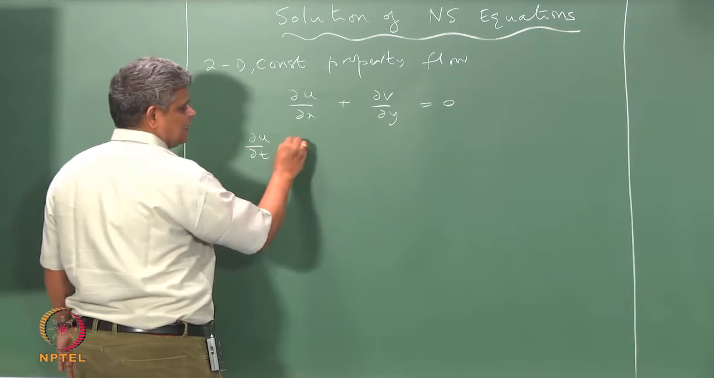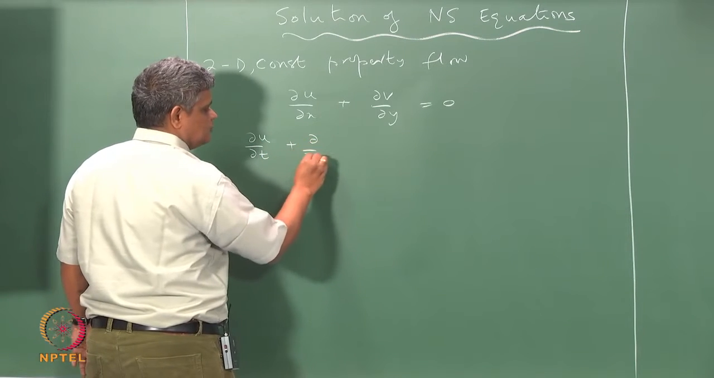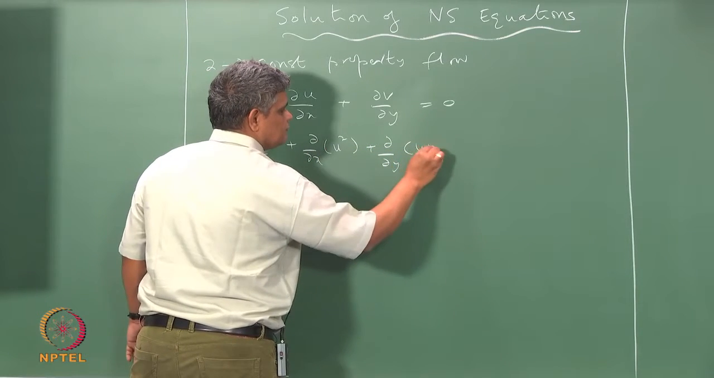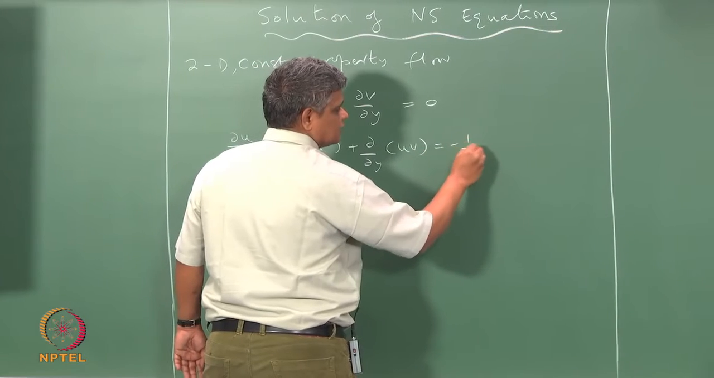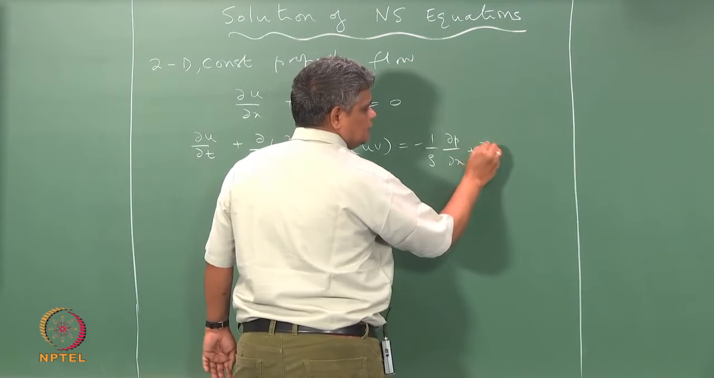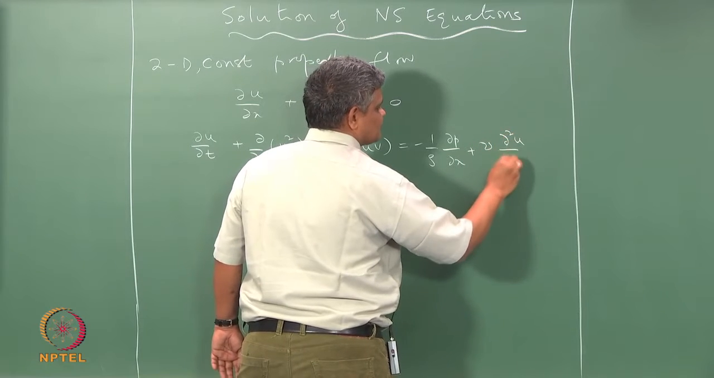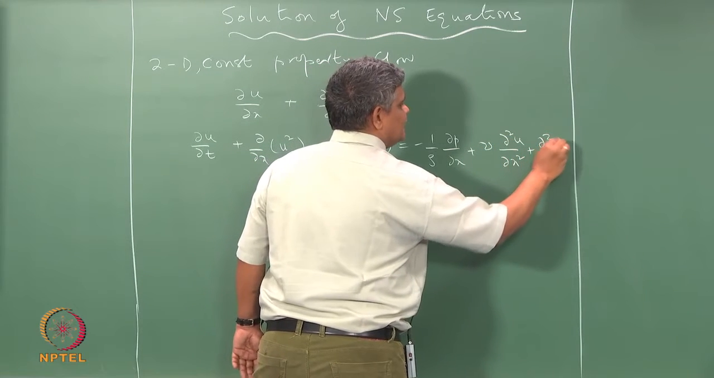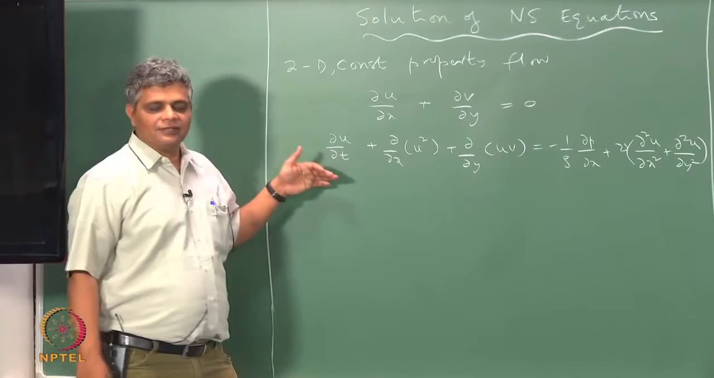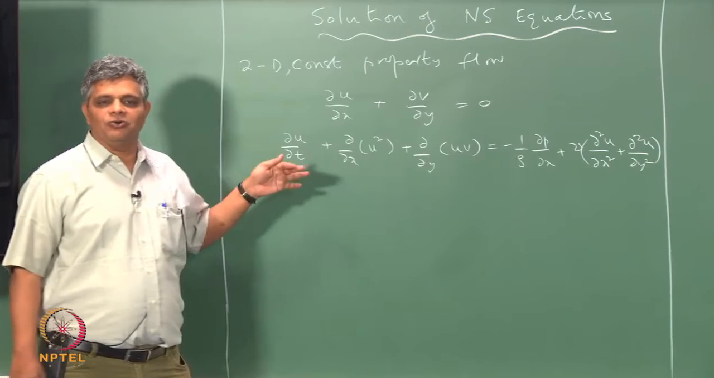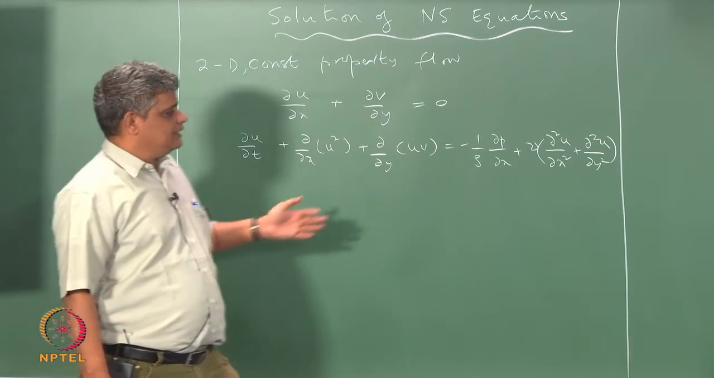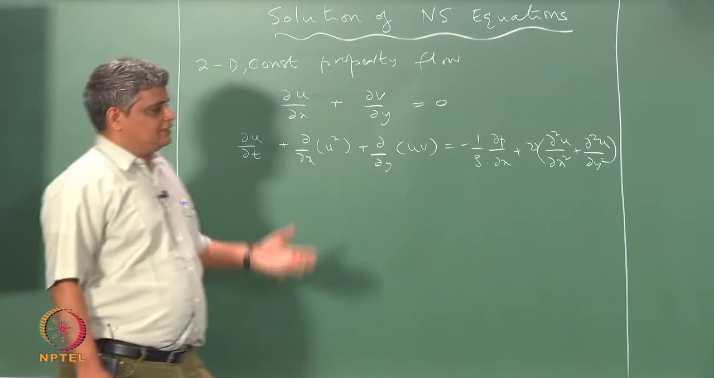And we also have the x momentum equation as dou u by dou t plus dou by dou x of u square plus dou by dou y of u v equal to minus 1 by rho dou p by dou x plus nu times dou square u by dou x square and dou square u by dou y square. For constant property, single phase flow, where there are no buoyancy effects and all those things, we can neglect the effect of gravity; that can be subsumed in the pressure if necessary.